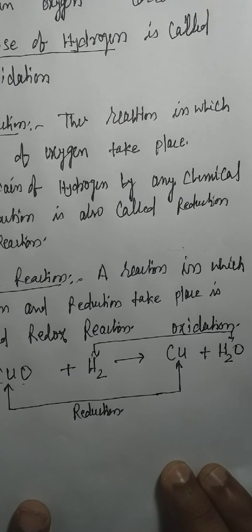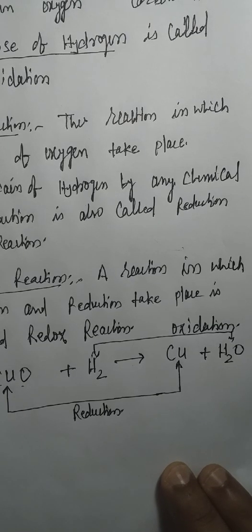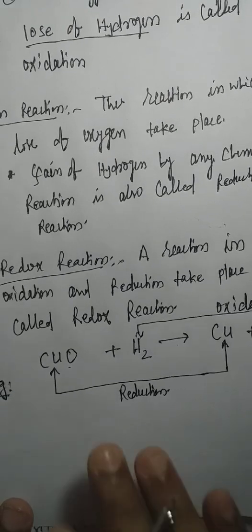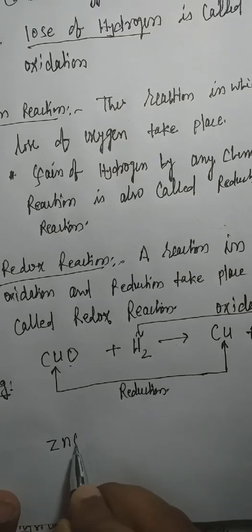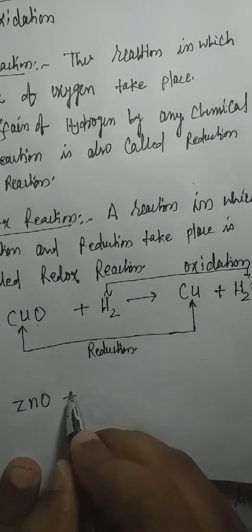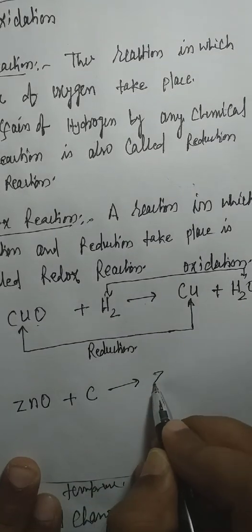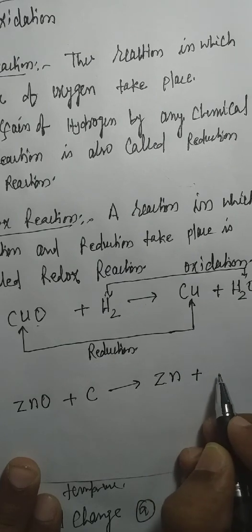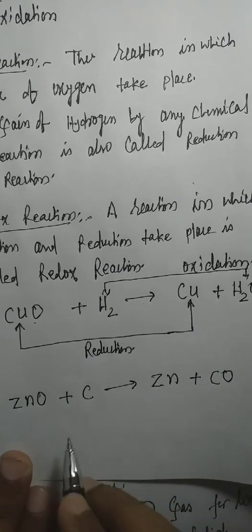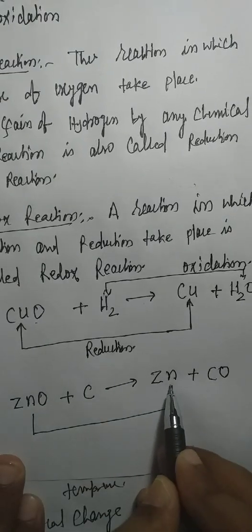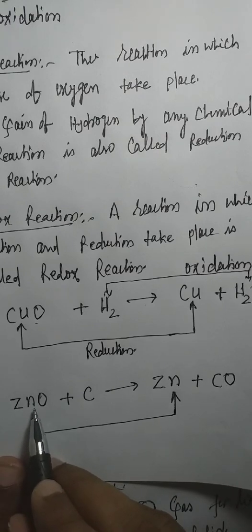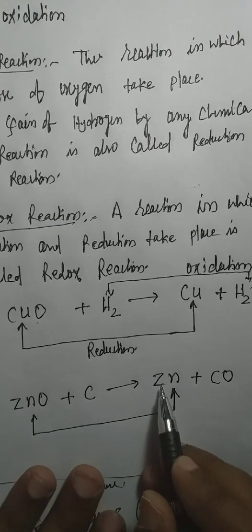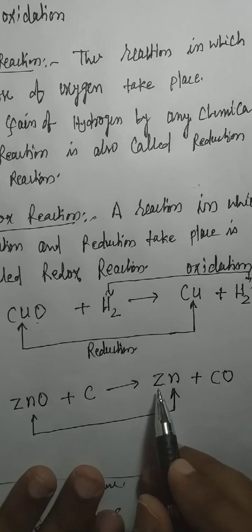That's why you have a great idea of what is called a redox reaction. And let me take one more example. Zinc oxide, when reacted with carbon, will form zinc plus carbon monoxide, right? So what are you observing? On the reactant side we have ZnO, which contains oxygen, but after the reaction we get the product zinc only. There is no oxygen present in this compound.